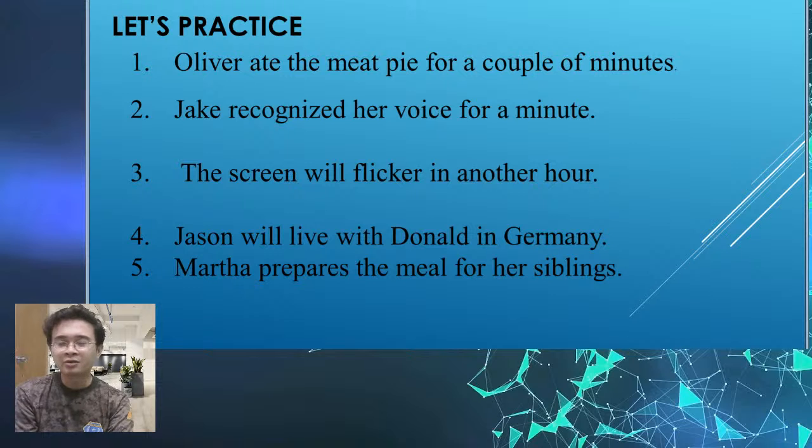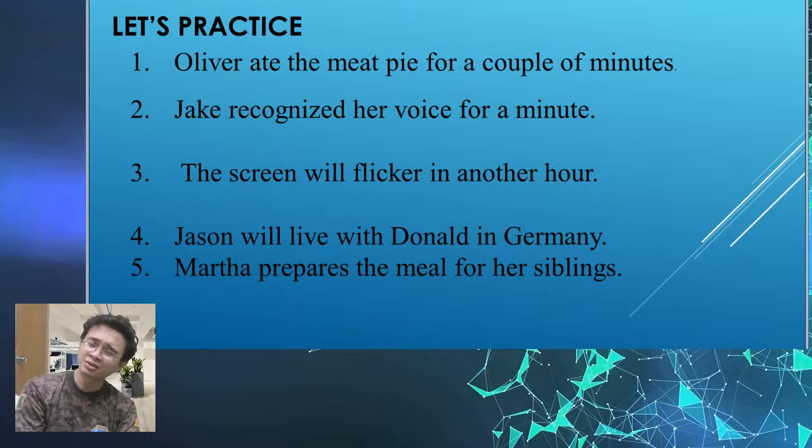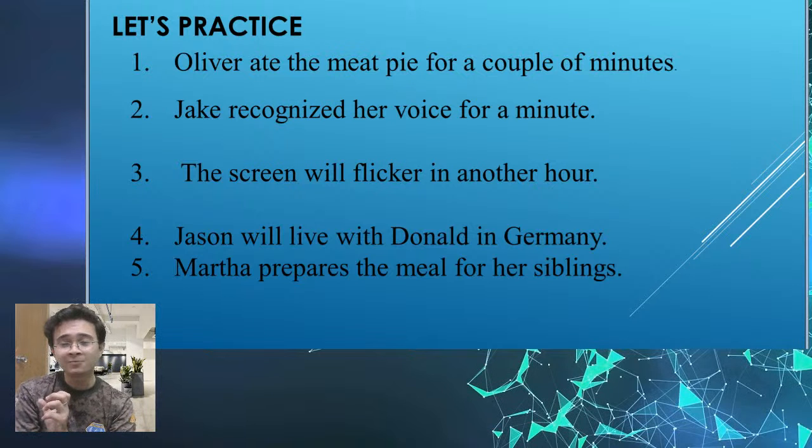And for number 4, Jason will live with Donald in Germany. Oh, this one. Do you think the verb here is live or will live? What kind of dynamic verb is this? And for our 5th statement, Martha prepares the meal for her siblings. Prepares. So do you think is it action? What kind of verbs are they? Now, if you have time, you can take down notes, and then after a few seconds, let's check your answer.